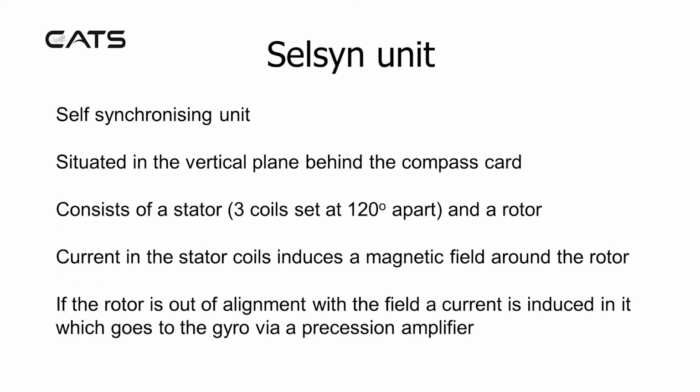The Selsyn unit. This is the self-synchronizing unit. It's situated in the vertical plane behind the compass card. It consists of 3 coils set at 120 degrees apart, the stator, and a rotor. Current in the stator coils induces a magnetic field around the rotor. If the rotor is out of alignment with the field, a current is induced in it, which causes the gyro via a precession amplifier to move.